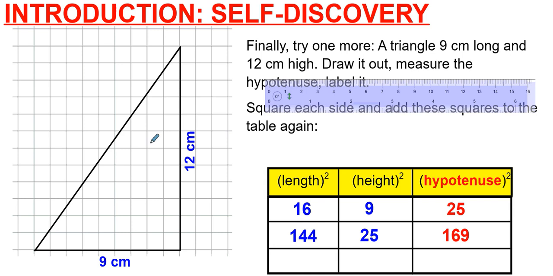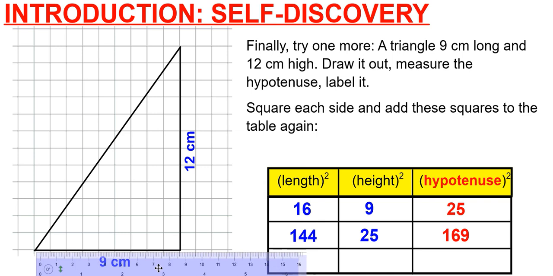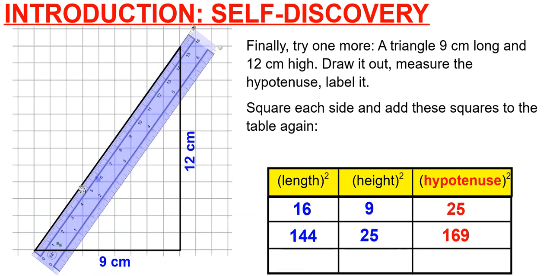Moving on, let's just try one more. This one's a big triangle, 9 centimeters long, 12 high. Then we're going to measure the hypotenuse of this one as well. If we check this one over here, you should find, if you draw one which is 9 long and 12 high, that it comes to exactly, or pretty much exactly 15 centimeters. So I'm going to label this one here. So that's 15 centimeters.